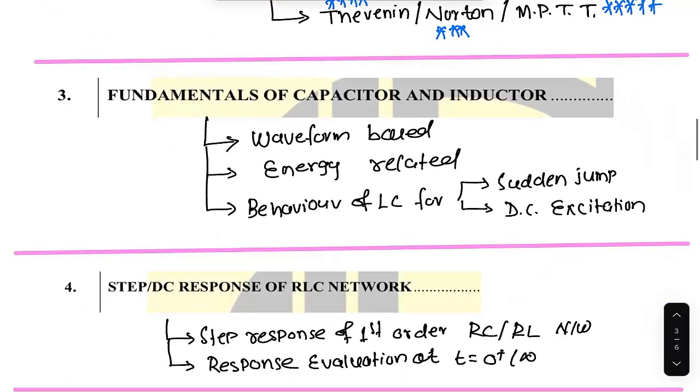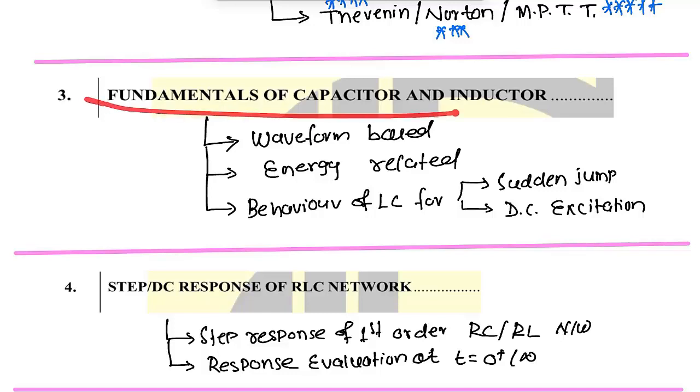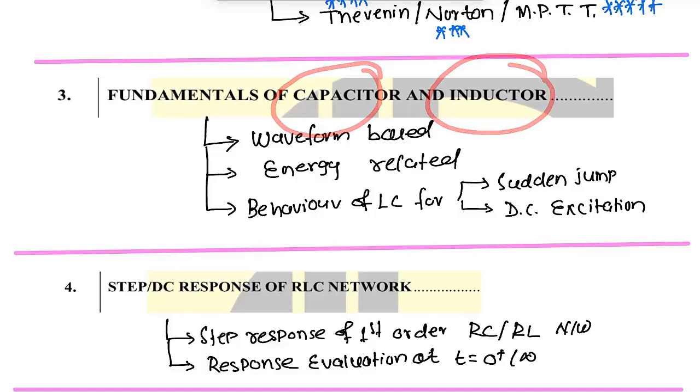Now, the next topic is fundamentals of capacitors and inductors. This is a background topic to understand the transient analysis, students. In this case, what you learn is the behavior of inductor and capacitor. So what is the voltage-current relation? Like in a resistor, Ohm's law is V equals I into R.